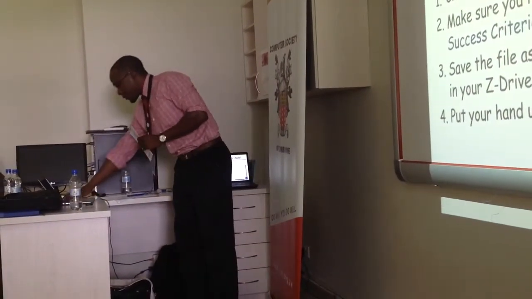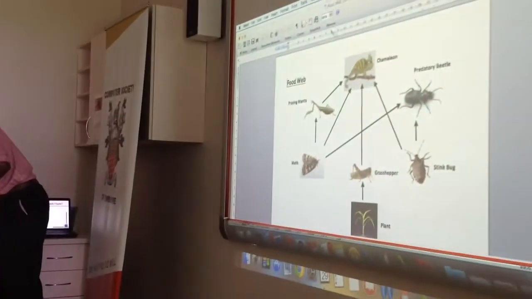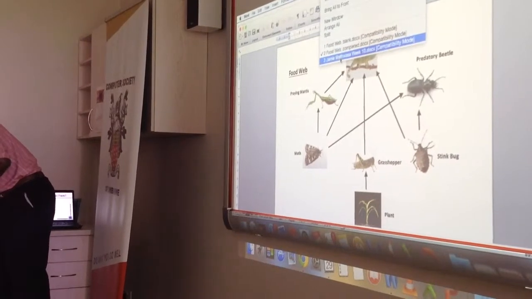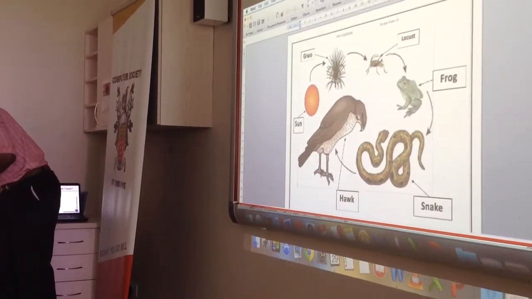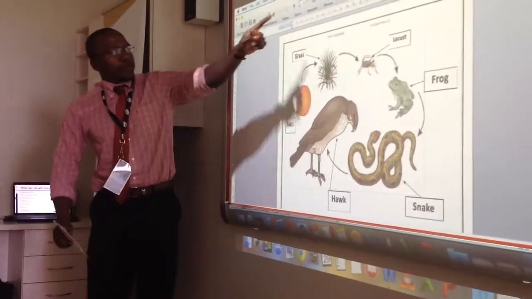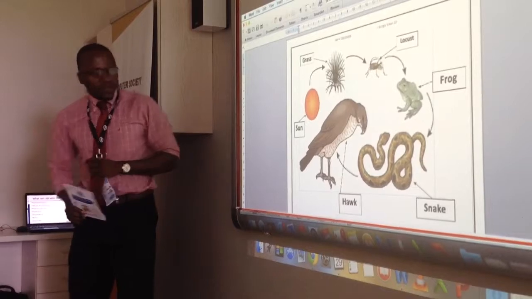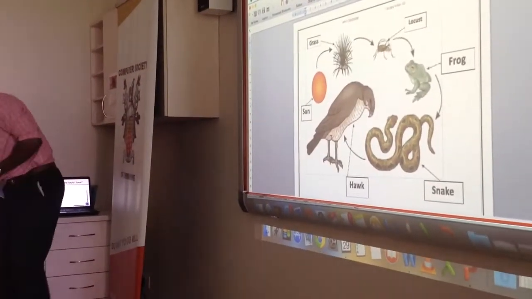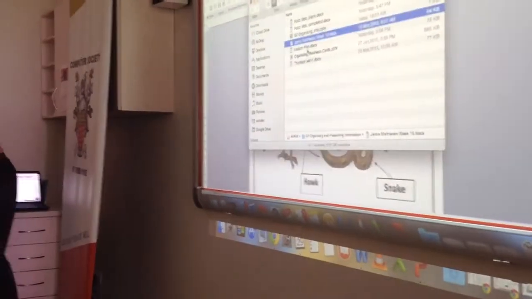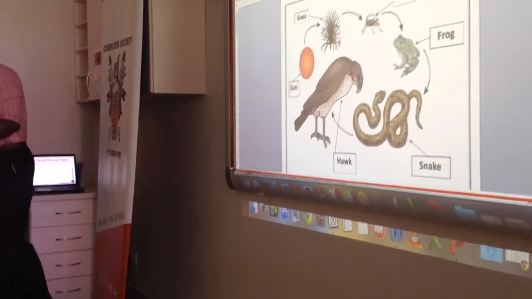Let me show you some work of some boys from two years ago. They're now in Form 2. This is the one where they labeled. So he added these labels, put the border around it, put his name at the top right there, so it's not too clear for you to see. Like I said, I'm teaching them how to label a diagram.